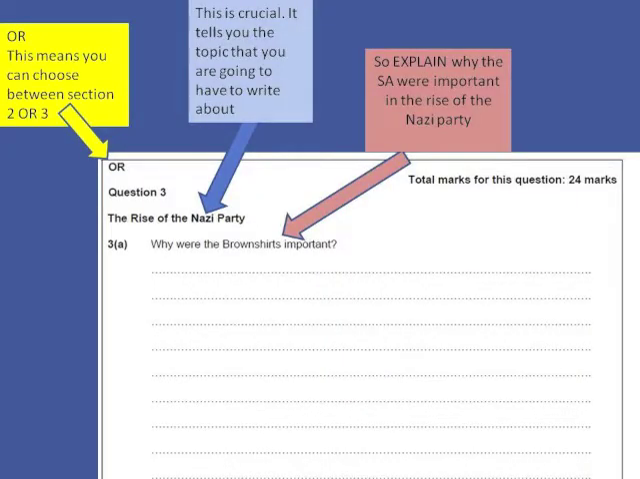Okay, so this is the final part of the Nazi Germany explanation. So, this is for sections 2 and 3. Now, a key thing to remember first of all is you get a choice. You do not have to do them both. Okay, you do 2 or 3. Okay, how are you going to make that choice?